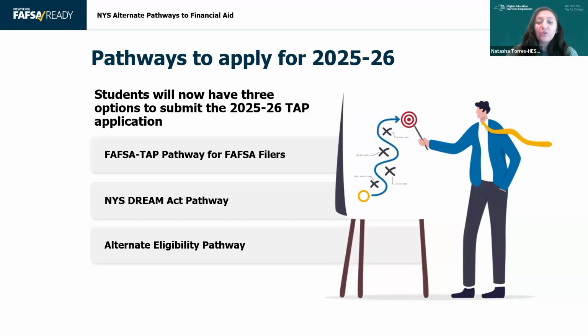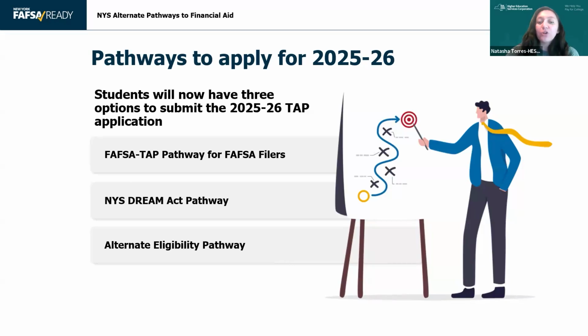Our next pathway is the DREAM Act. The DREAM Act pathway is for students who are typically not eligible for FAFSA, or for students who are eligible for FAFSA in some cases, but who do not meet the citizenship or residency criteria for the FAFSA TAP pathway. And we're going to look into what that says more when we get to that slide.